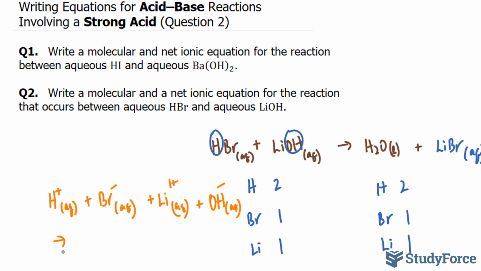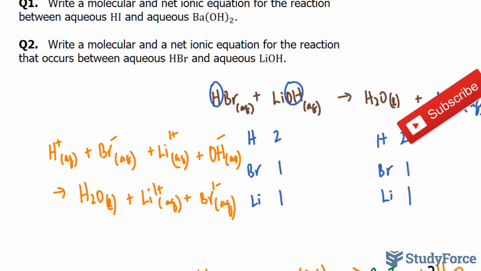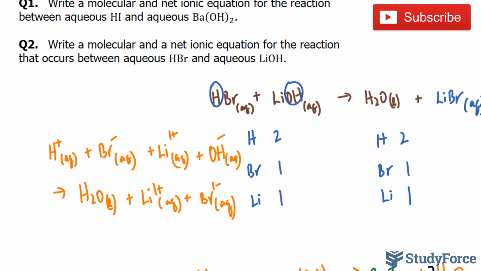This yields H2O, and I'm not going to break down H2O because it's in its liquid state. I only break down aqueous compounds. So I have H2O liquid plus Li+ aqueous plus Br- aqueous. Now that I've written down the ionic equation, to write the net ionic equation, we have to get rid of the spectator ions.